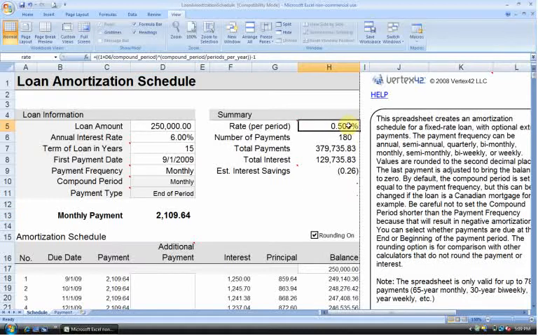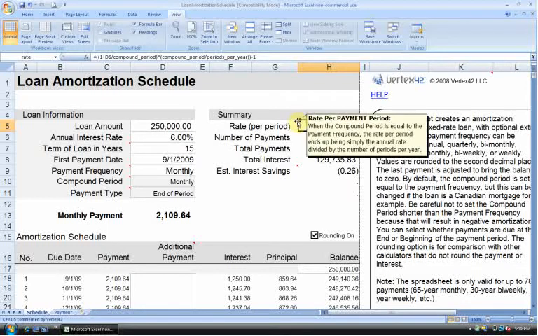Moving up here to the summary sheet, we can see that the first major field is the rate per period. By the way, just on a quick side note, if you take a look at these little red arrows in the corner of the spreadsheet, they'll give you a little bit of helpful information on what this term actually means.